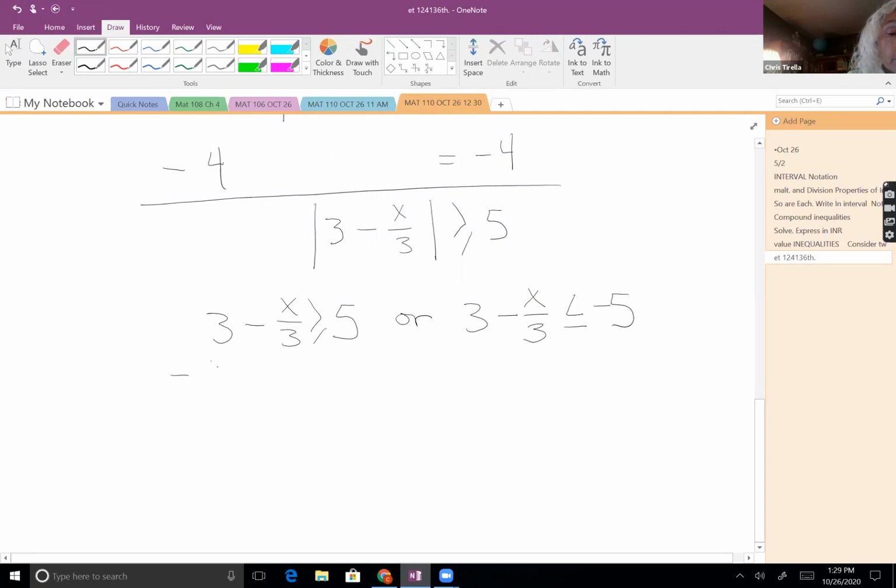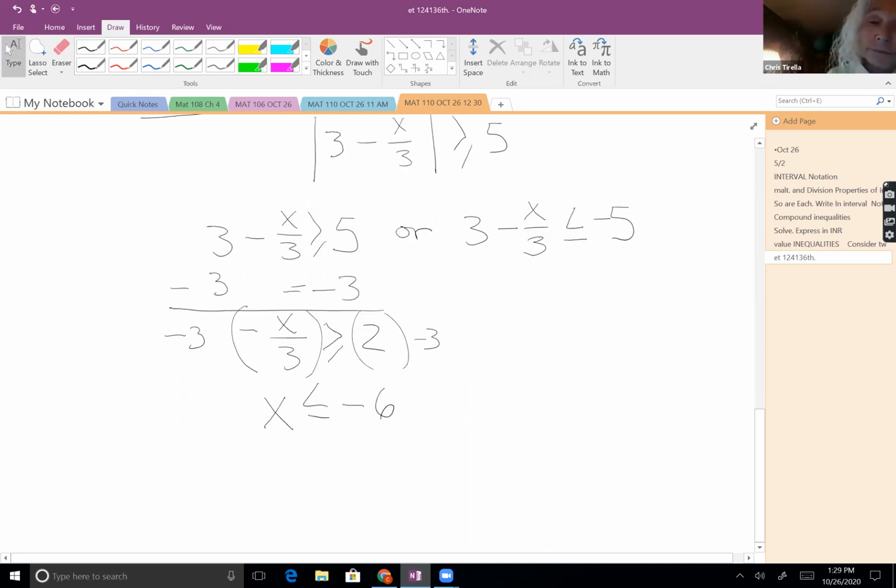From here, would everybody subtract 3 from both sides? Because we're subtracting, the inequality remains the same. And then to get x alone, we'd multiply both sides by -3. Negative times negative is positive. Positive times negative is negative. Because we multiplied by a negative, we reverse the inequality. And that was so much fun. We get to do the same type of work again.